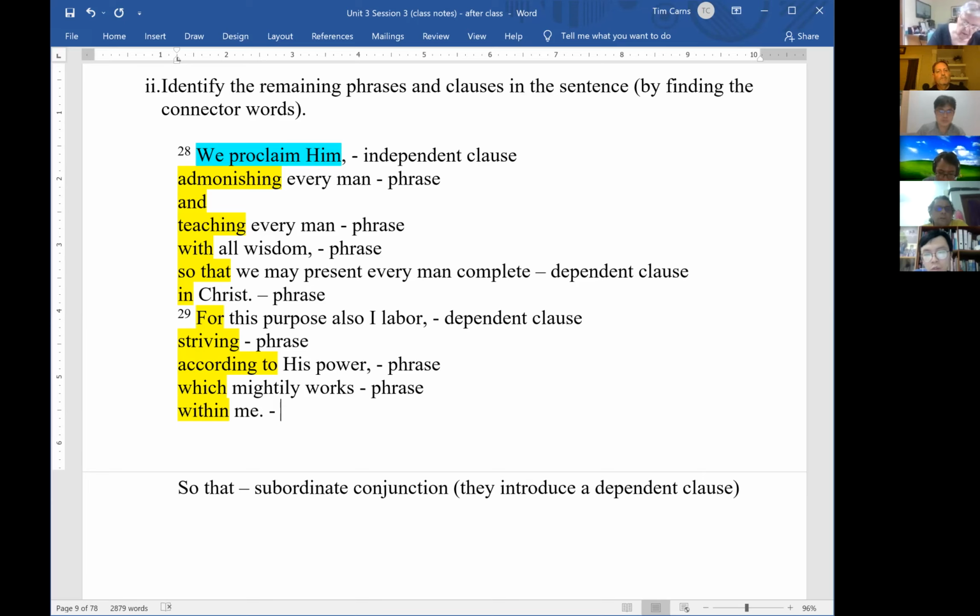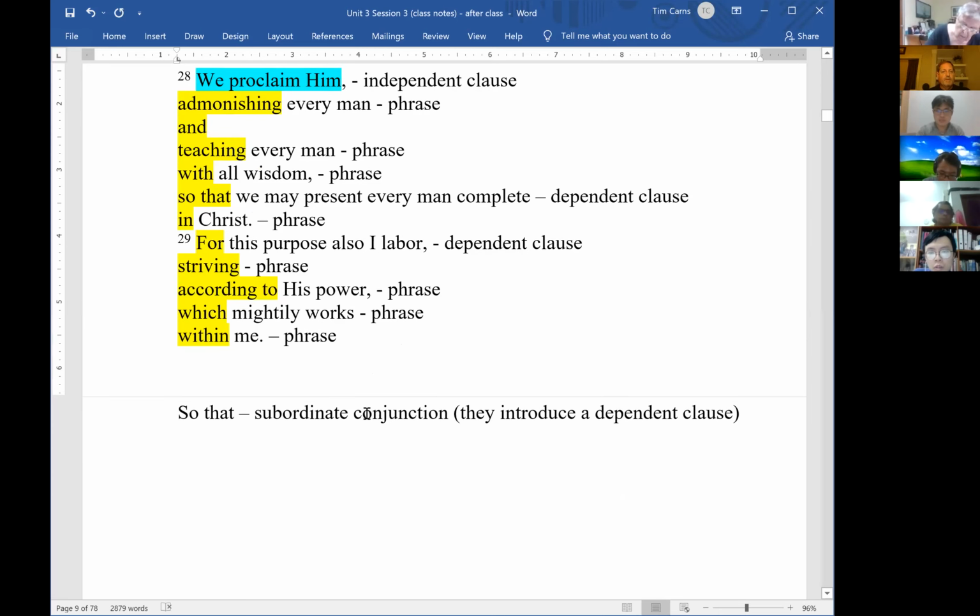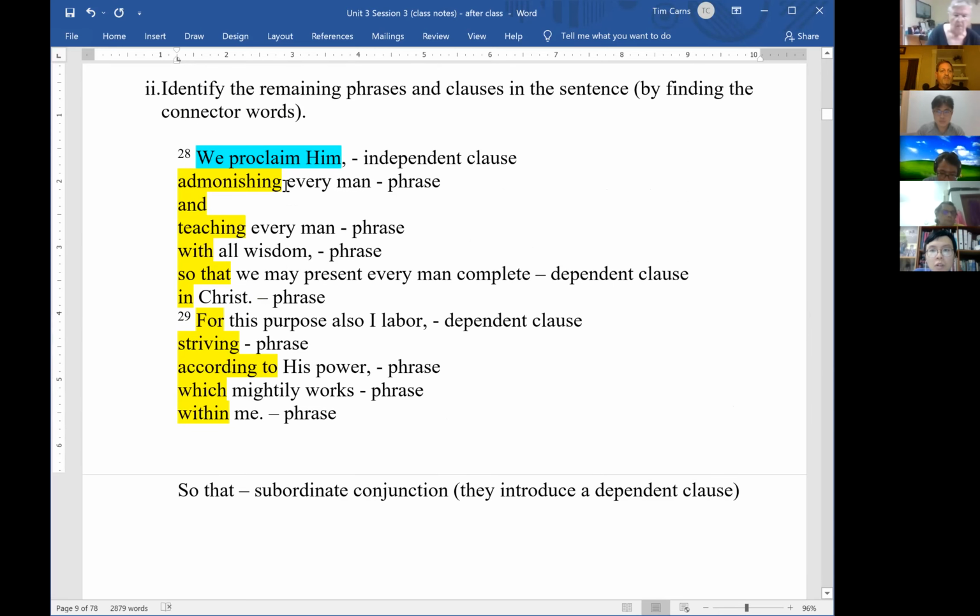Another phrase. So a lot of phrases in this particular passage, with a few dependent clauses. All right. Thanks, Norman. Excellent job. Okay, so now we've identified each of the phrases and clauses in this passage.